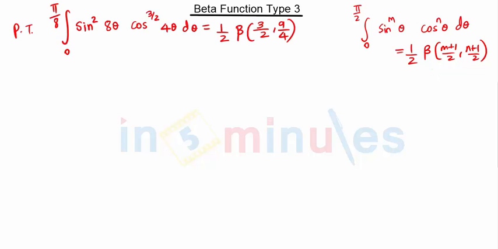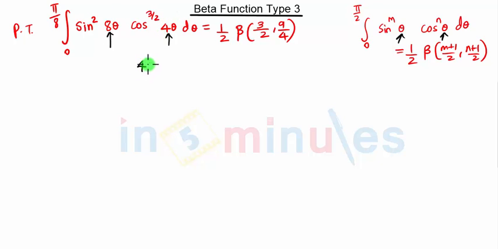So this is our question. If you see, we have to prove that this integration is equivalent to this term. So we will consider this integration. If you compare these two terms, we want only sine theta raised to something and cos theta raised to something. We do not want 8 theta or 4 theta. So what we are going to do? We are going to substitute these terms.